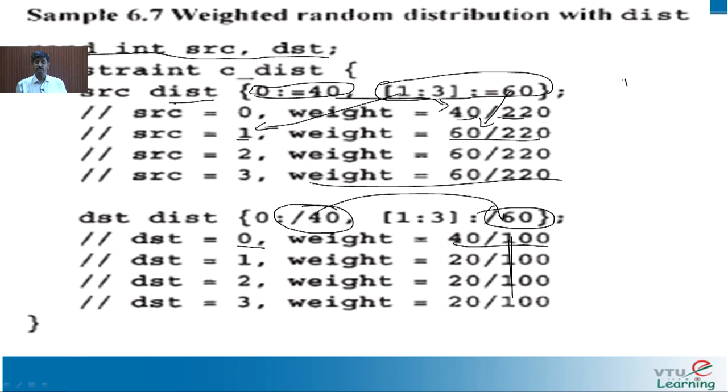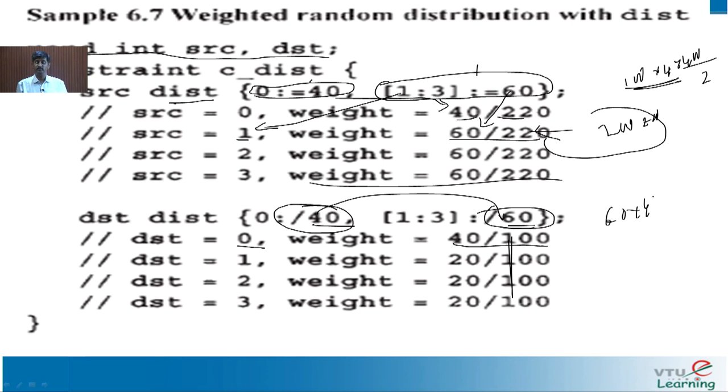So it is divided by the total value, how much? 40 plus 60, 100. Right? 100 into how many values do I have? 0, 1, 2, 3, so 4 into 100, that is 400. How many weightages do I have? I have two weightages, here one, two. So it is divided by two, that is 200. Right? How many times do I want to vary this, 10 times? So for that it is plus 20, and totally it becomes 220. But that is not the case here. It is only one distribution, 60 plus 40, that is 100, so it goes with 100.